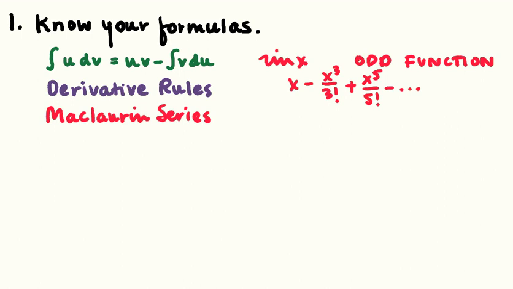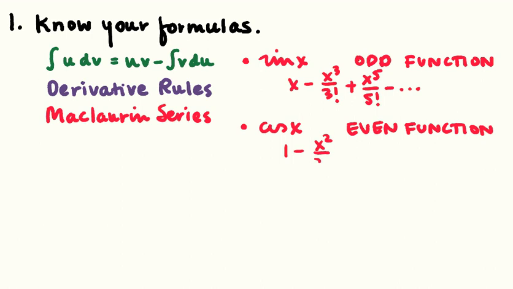Okay, we know that cosine x is an even function. So its terms will start with the 0th power, that's 1, minus x to the 2nd power over 2 factorial, plus x to the 4th power over 4 factorial, and so on.